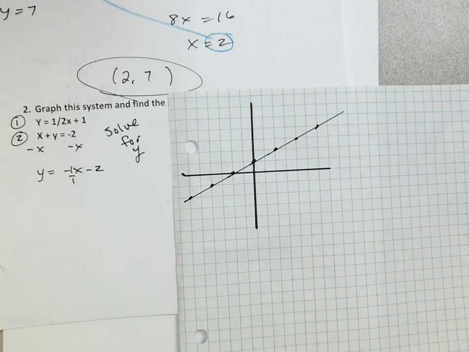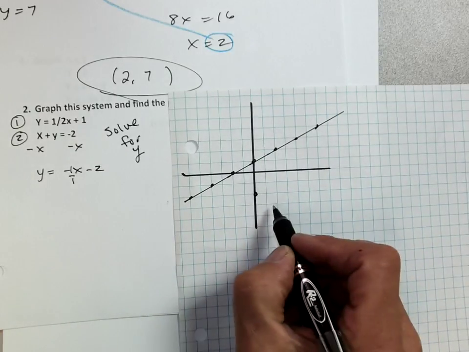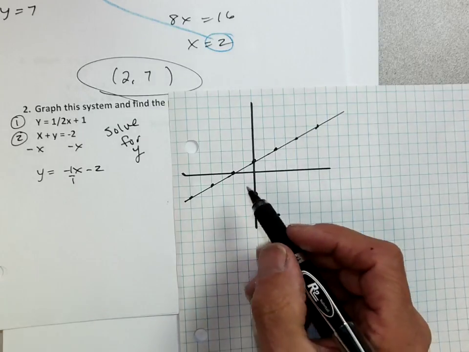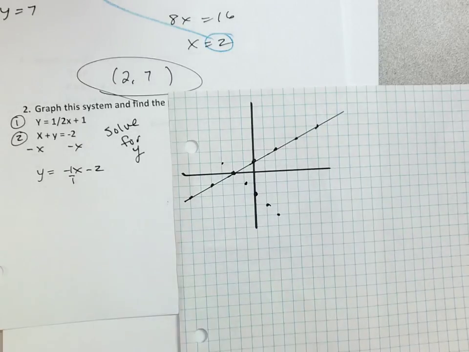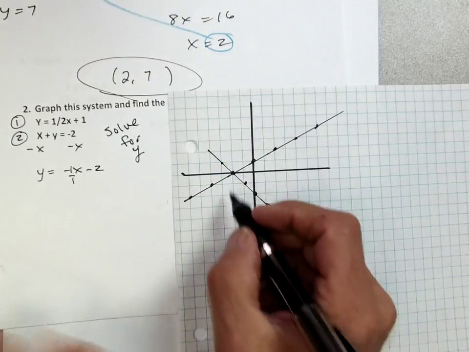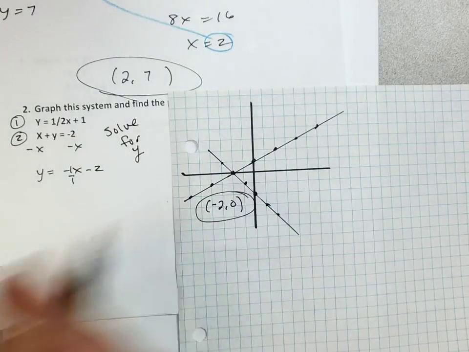So I have a slope. And then I can start at negative 2. Go down 1 over 1, down 1 over 1. But I really need to go the other direction because I'm really looking for where they intersect. And I have them intersect right there at the point negative 2, 0. Okay?